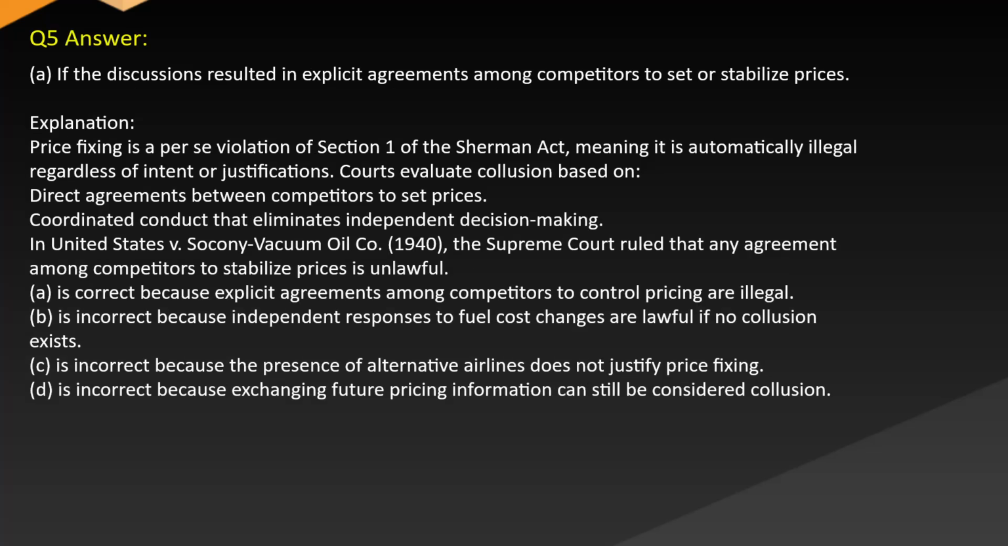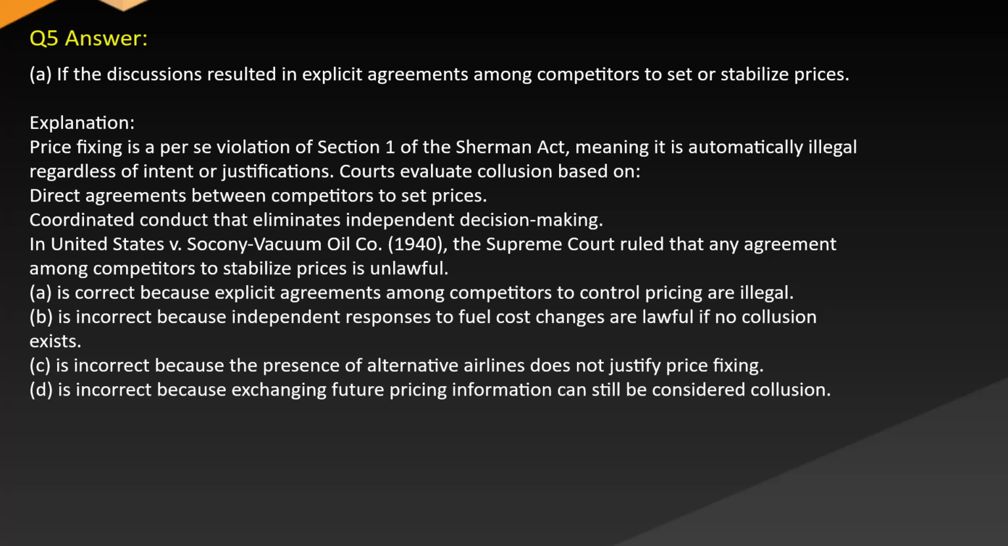Answer: A. If the discussions resulted in explicit agreements among competitors to set or stabilize prices. Explanation: price fixing is a violation of Section 1 of the Sherman Act, meaning it is automatically illegal regardless of intent or justifications. Courts evaluate collusion based on direct agreements between competitors to set prices, coordinated conduct that eliminates independent decision-making. In United States v. Socony-Vacuum Oil Company, 1940, the Supreme Court ruled that any agreement among competitors to stabilize prices is unlawful.